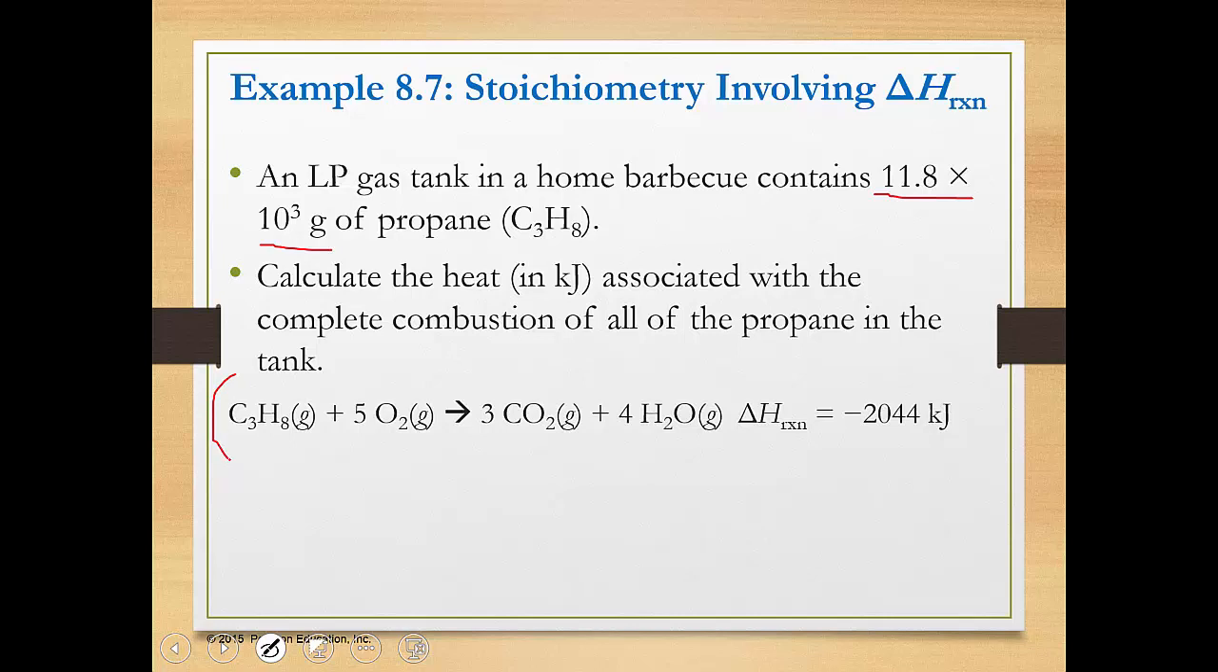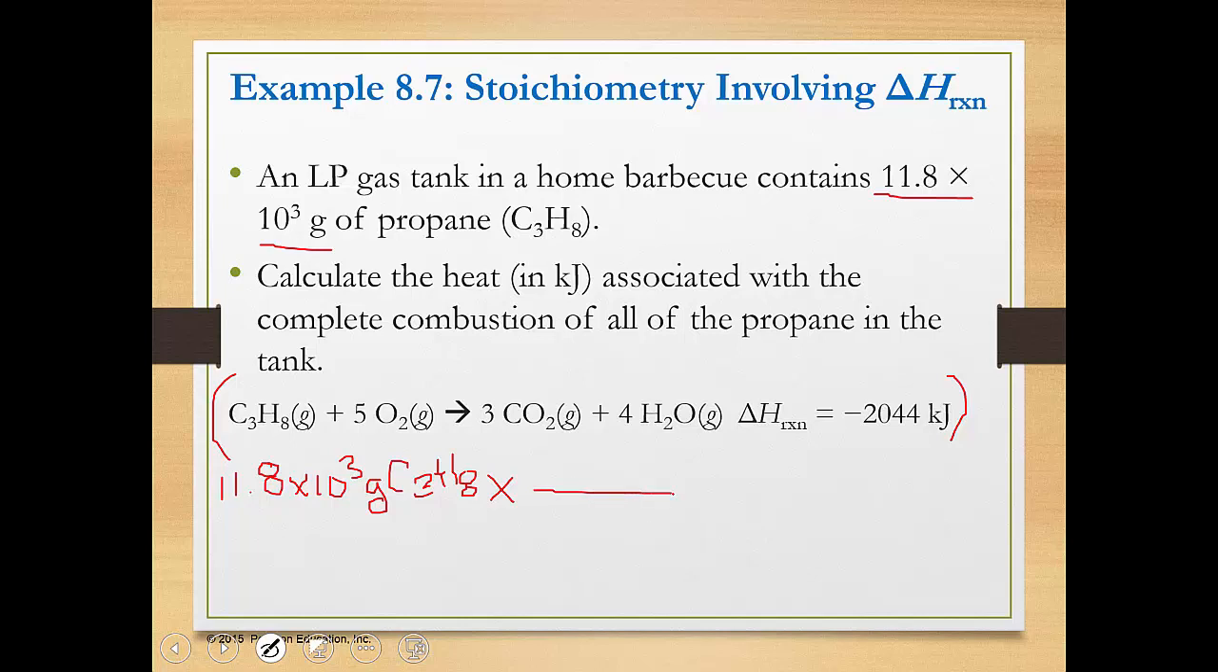C3H8 plus 5O2 yields 3 CO2 plus 4 H2O. And I've got my enthalpy of reaction, negative 2,044 kilojoules. So now I'm going to write it out here, but in the next couple of slides it walks through a little bit cleaner. You'll be able to read it a little bit easier, but I want you to see it kind of written out. So 11.8 times 10 to the third grams of the propane.